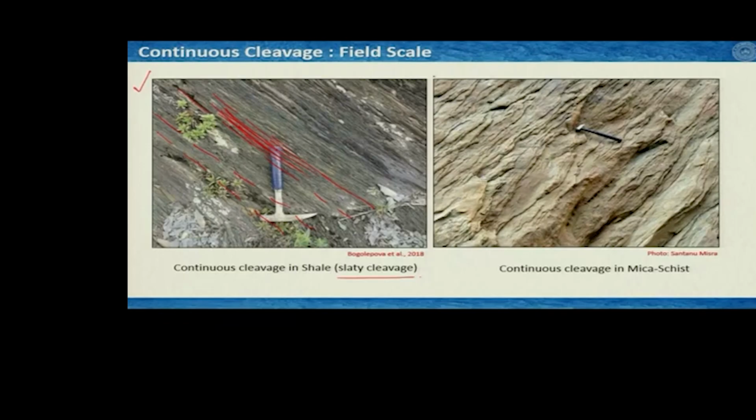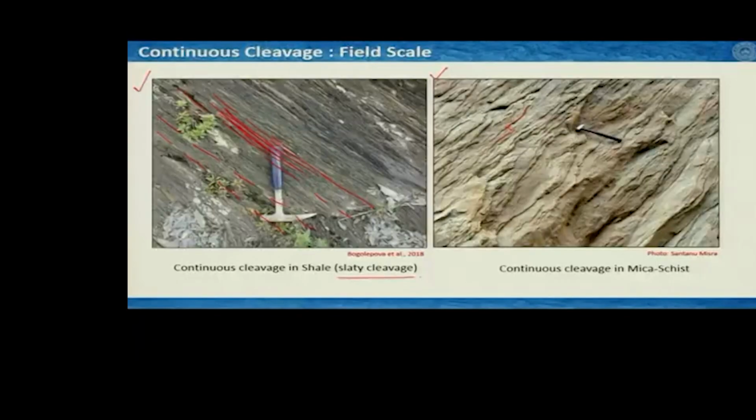In the second image as well, you may think that maybe there are some spaces between these two, but if you look closely, you will figure out that even within this mica schist, which is a photograph from again the Chaibasa formation, these are like the sheets or pages of books. It's very closely, very densely spaced. So, you do not figure out the thickness of the pages by your naked eyes. These are examples of continuous cleavage.